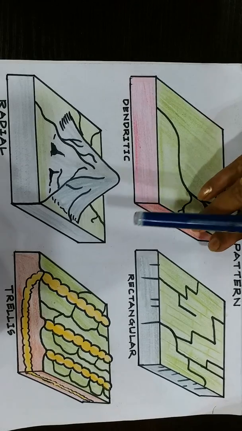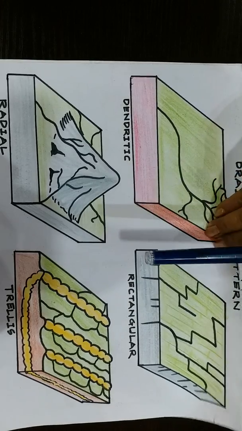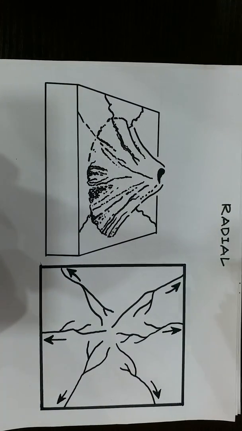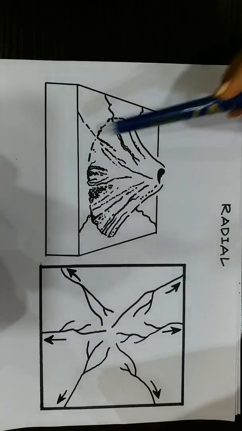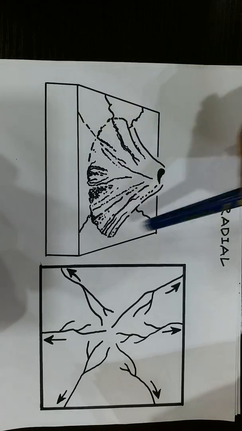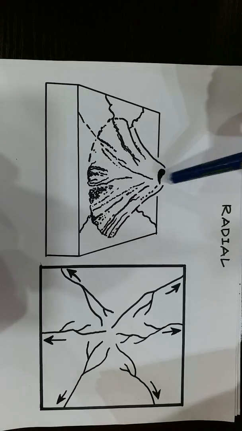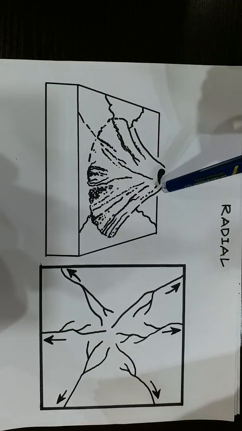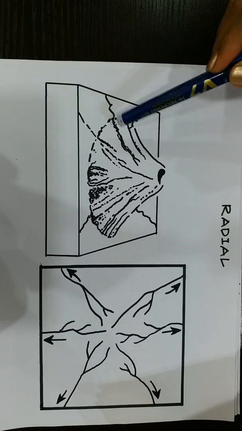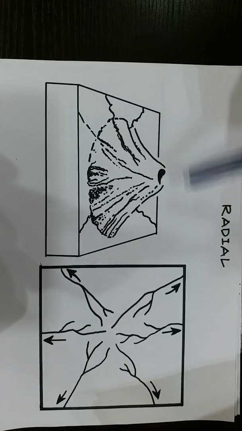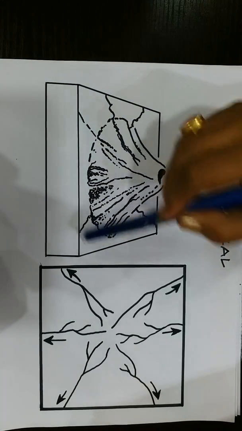And now I will go to each one of them separately. Now this is the radial pattern. The first one is the radial pattern. If we look into the landscape, here it is like a volcano, dome or a steep peak from where water is going to flow off a mountain because of the downslope. It will flow in all the directions.